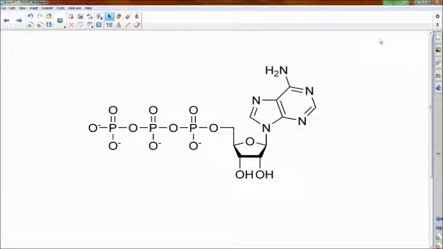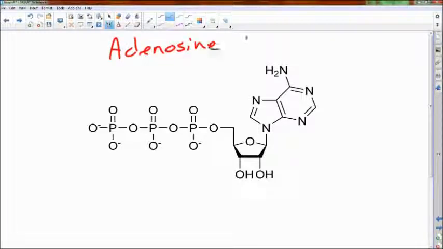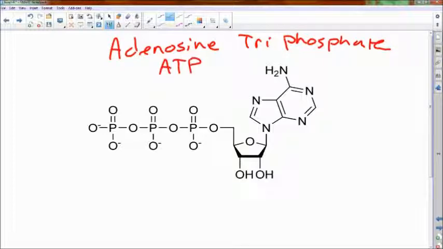All right, this is a diagram of one of the most important molecules to living organisms. Its name, adenosine triphosphate, otherwise known as ATP. So today we need to learn a little bit about what ATP is, how it stores energy, and why it's so important. So ATP is a nucleic acid.